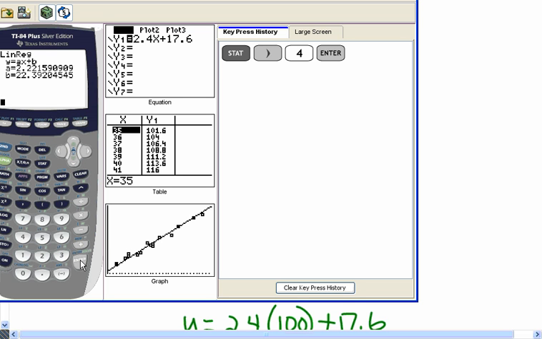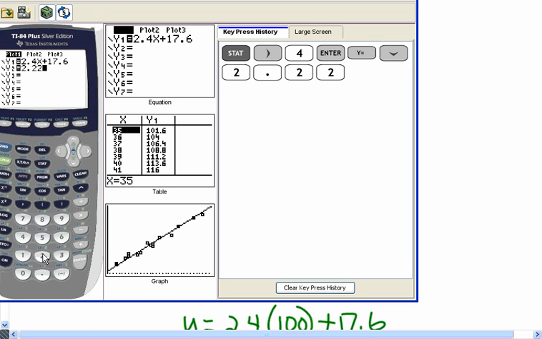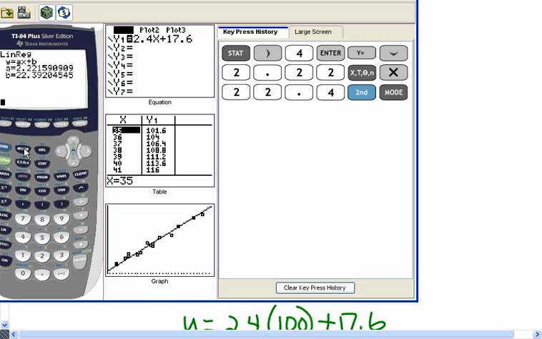So I press enter. And you see that the calculator thinks the slope should be 2.22, and the y-intercept should be about 22.4. So let's put that into our calculator in our y equals. Let's see what that looks like. 2.22x plus 22.4. Just want to make sure that was the right one.